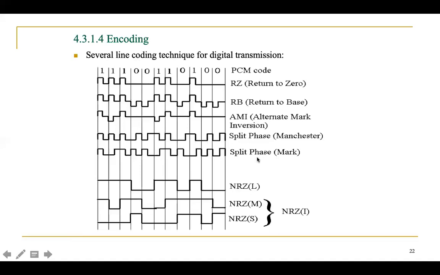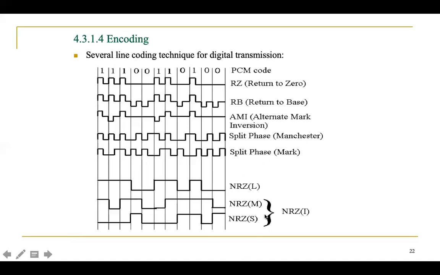For split phase mark, it is similar to split phase Manchester. In split phase Manchester, the phase changes when one meets zero. But for split phase mark, it changes the phase when one meets one. When one meets zero, it maintains. So look at here, one, and you meet another logic one, then it splits the phase, and then splits the phase again. Zero, maintain. So this is split phase mark.